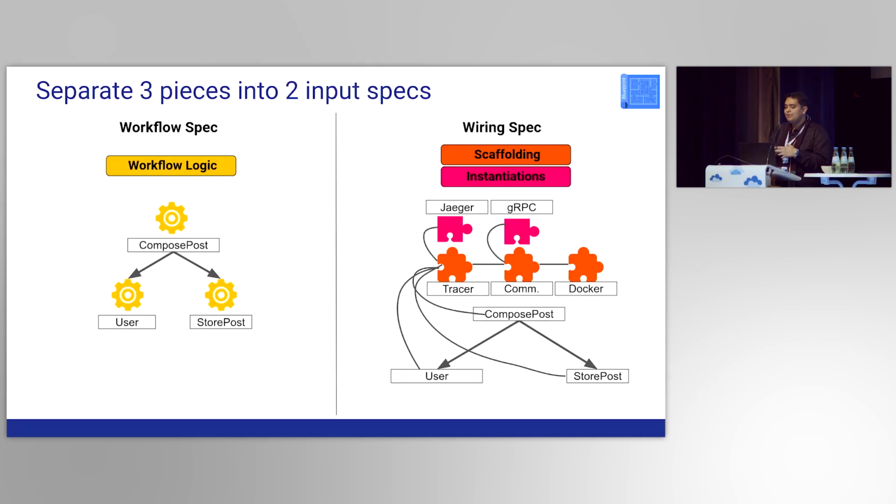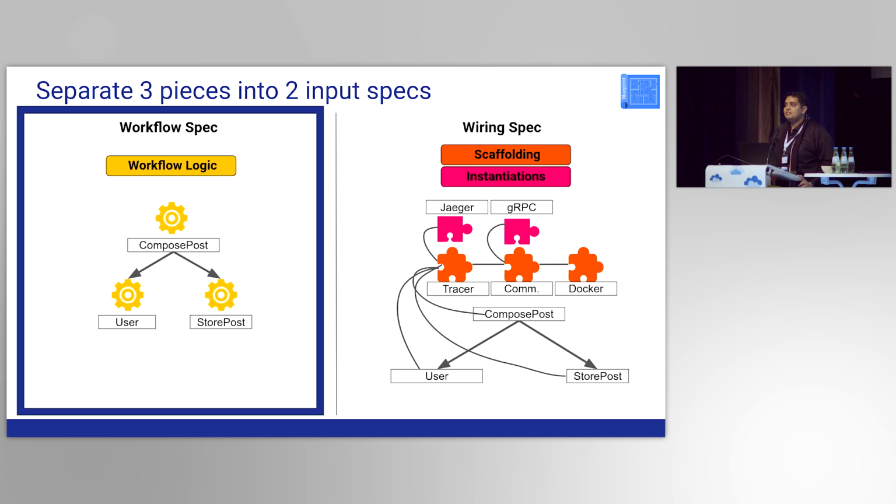Let's see how we convert this idea of decoupling into an abstraction that we can use. We basically separate these 3 pieces into 2 different input specifications. First, the workflow specification, which only contains the workflow logic. Second is the wiring specification, which contains the scaffolding and the instantiations. As you can already see, the number of nodes in the wiring specification has gone down since we can easily reuse the scaffolding pieces across services in an application and even across applications. But first, let's discuss the workflow specification in detail.